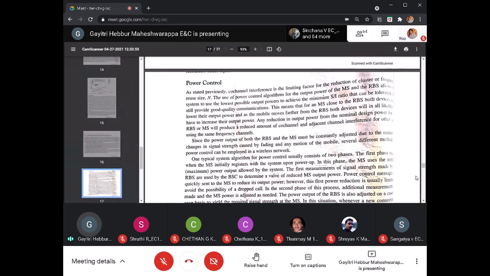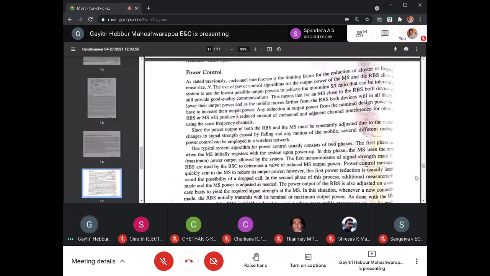So one typical system algorithm for power control usually consists of two phases. The first phase occurs when the MS initially registers with the system upon power up. Okay. So when you switch on the power, the radio base station will calculate the distance between the MS and the radio base station. Based on that, it will fix what output power can be allowed. In this phase, the MS uses the nominal or maximum power output allowed by the system.